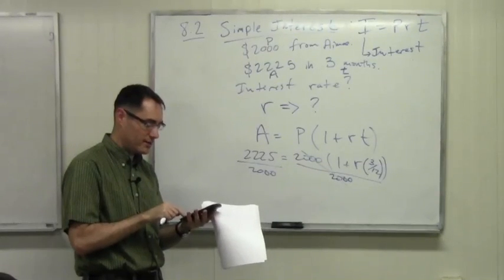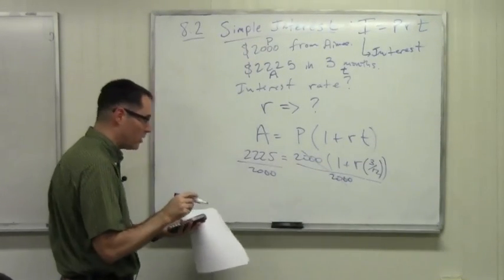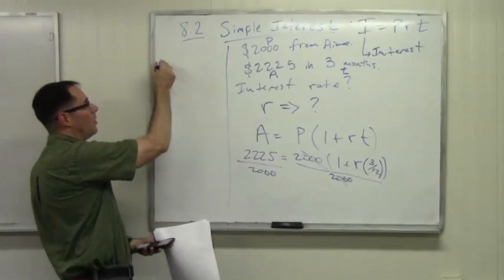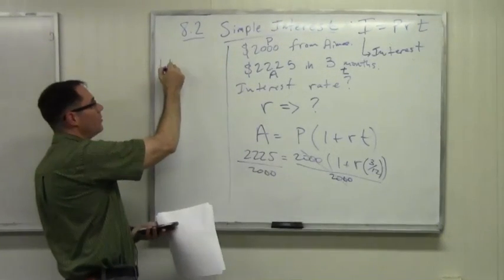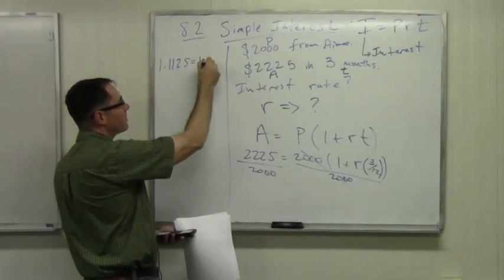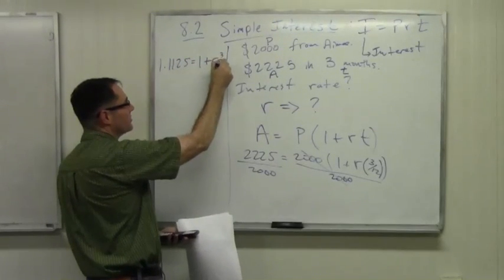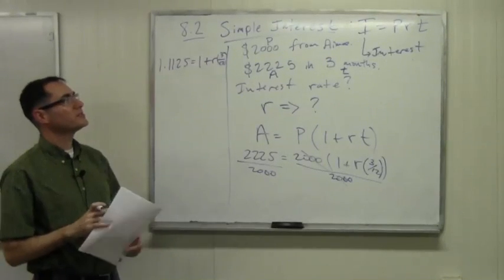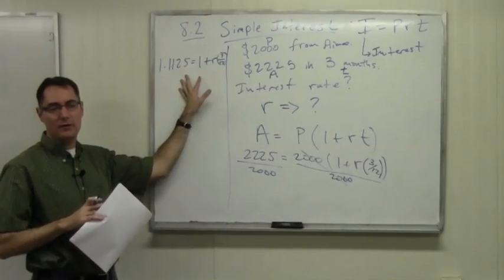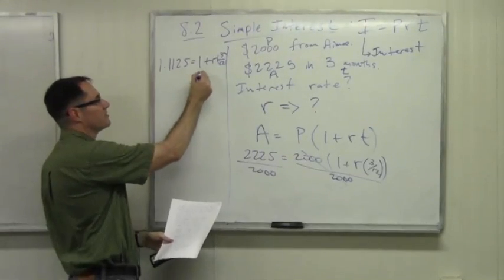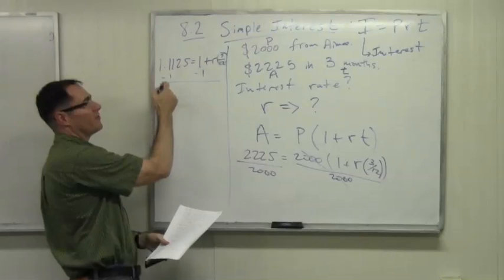2,225 divided by 2,000 is 1.1125. So you're left with 1.1125 equals 1 plus R times 3/12. What's the next thing that we want to get rid of here? The 1. That's easy. We subtract 1 from both sides. And that's actually easy to do over here because it's 1 there.